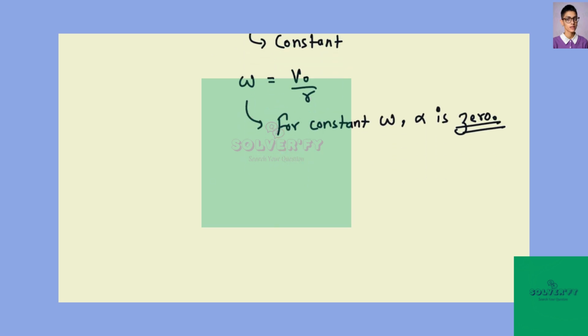And since the v naught is constant, the angular velocity omega will also be constant.